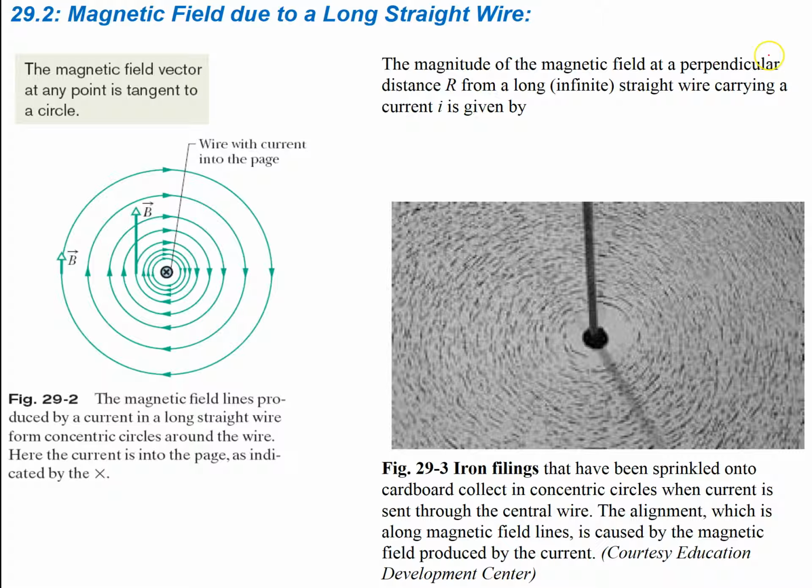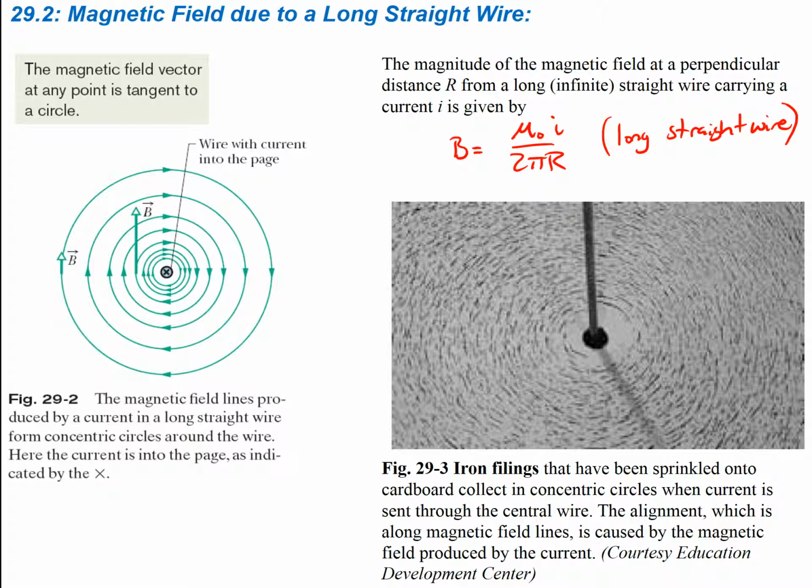The magnitude of the magnetic field at a perpendicular distance r from a long, infinite, straight wire carrying a current I is going to be given by B is equal to mu naught I over 2 pi r. So this is going to be for a long, straight wire. And we're going to use the equation we found earlier to solve for this in a second. We'll look at what the derivation looks like.